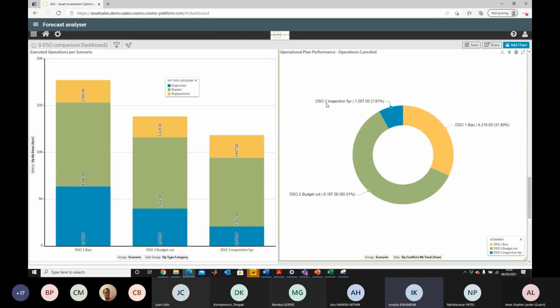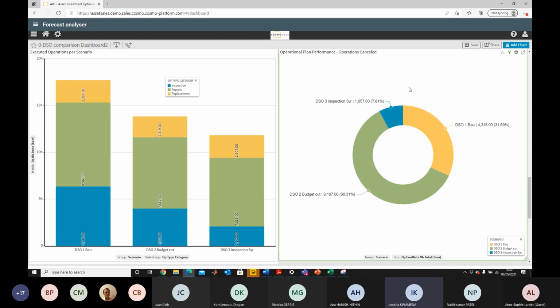On the other hand, when we look at our scenario where we have the inspection frequency reduced to 5 yearly, that is where we have the least operations cancelled. So this means that maybe the fact that we've reduced the inspections to be performed every 5 years allows other scheduled maintenance activities to be performed as well.